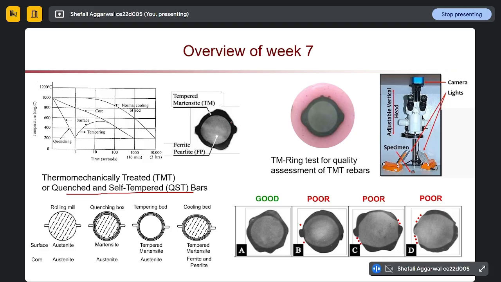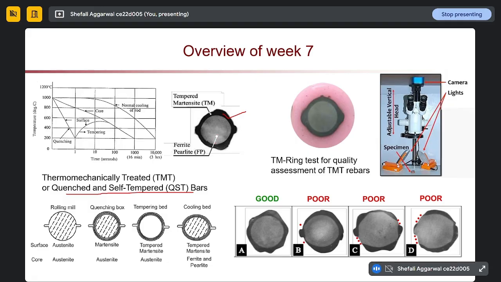So what will happen when it is suddenly cooled down? The outer layer will be cooled down. However, the inner part of our rebar will still be hot. So this inner side will have a different type of microstructure as compared to the outer layer. That's why it is called tempered martensite rebar. Oh, sorry, the outer surface will be of tempered martensite type and the inner will be ferrite pearlite.